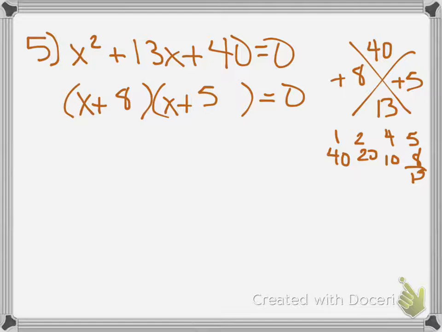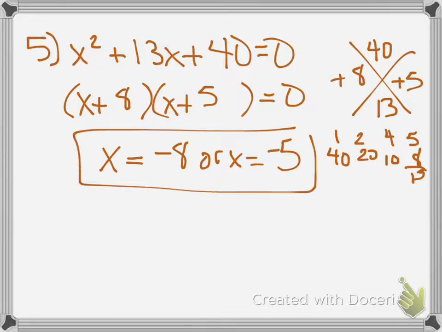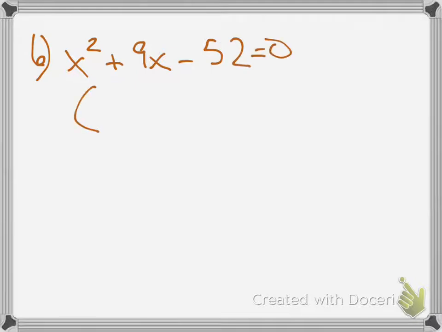And then from there, you would set each of those equal to 0 to get a final answer of x equals negative 8 or x equals negative 5. You should know how to get from this parentheses to that answer. Okay, number 6, you've got x squared plus 9x minus 52 equal to 0. Plus minus is a plus minus.